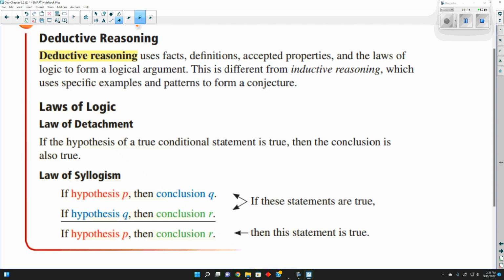Now we have two specific laws of logic. One of them is detachment, the law of detachment. The law of detachment states, if the hypothesis of a true conditional statement is true, then the conclusion is true also. If we can say that the hypothesis is true, then the conclusion must be true.